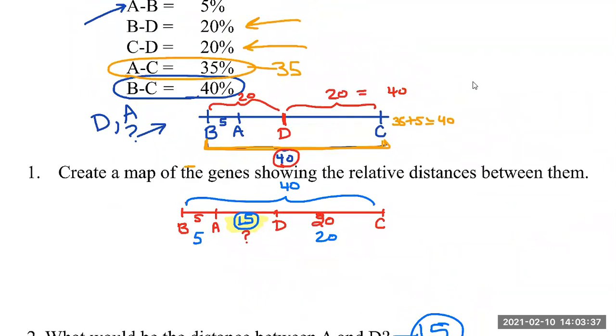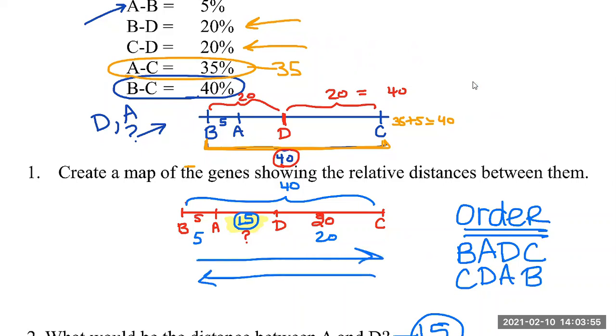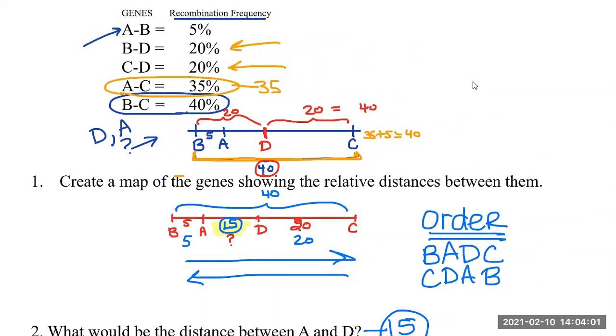on the AP exam. So your answer on the test, if all I ask you to do is to give me the order of the genes, there are 2 correct answers. You can either give me B, A, D, C, or C, D, A, B. In other words, I could read it left to right or right to left. It doesn't make a difference. That's the correct order either way. So are there any questions on how you create a gene map?